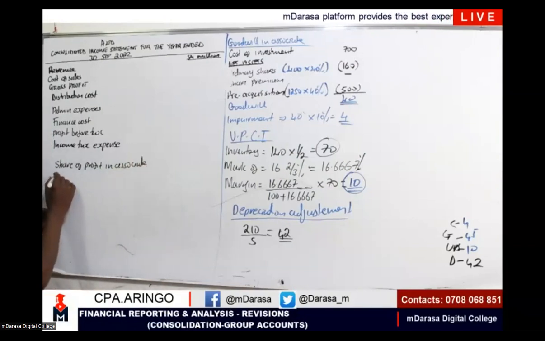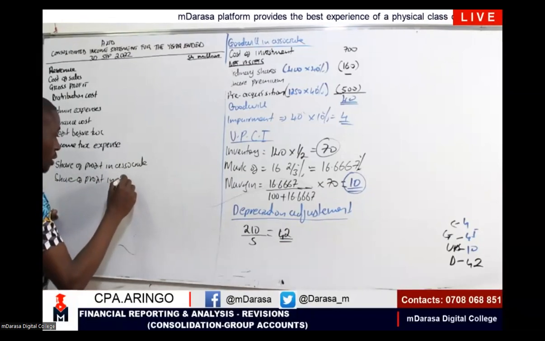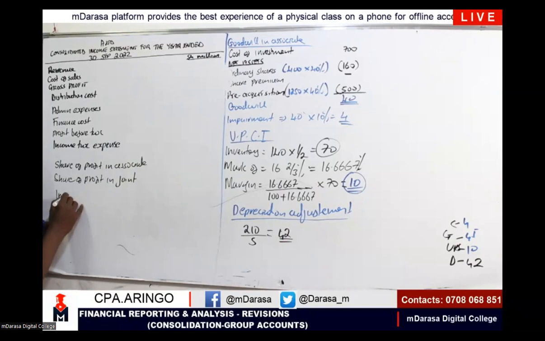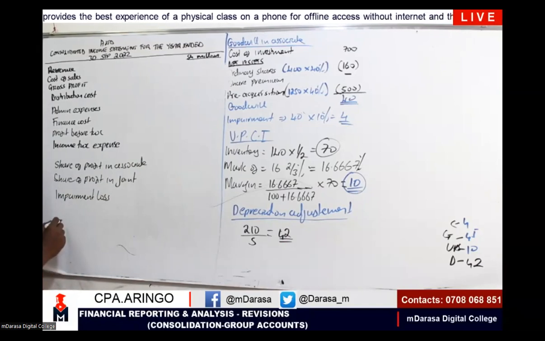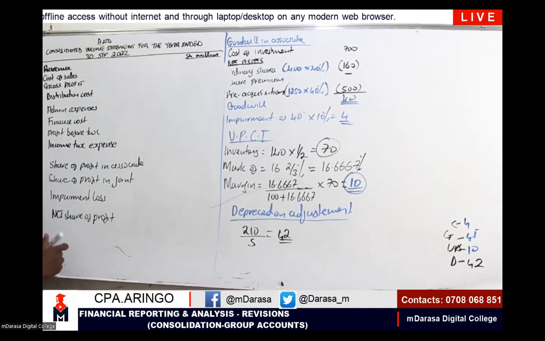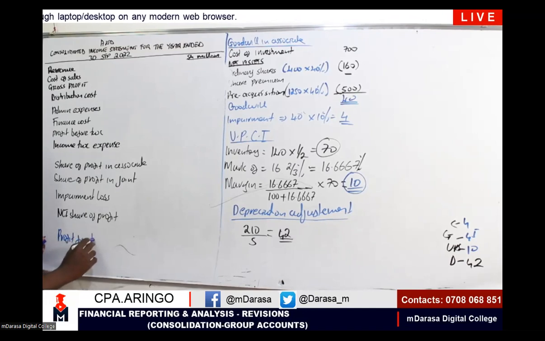I should also be talking of share of profit in joint venture, if at all we'll be having any, then come and deduct our impairment loss. Then after you've deducted your impairment loss, my good students, you can determine your NCI share of profit. This is simply our post-acquisition, so that at the end of the day, we can have our profit for the year.